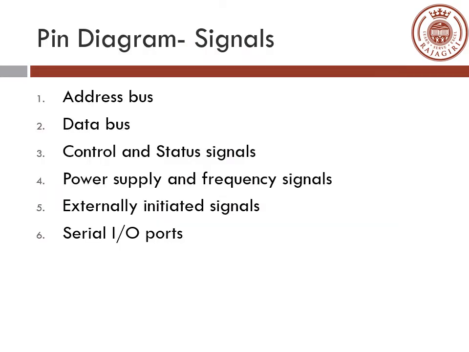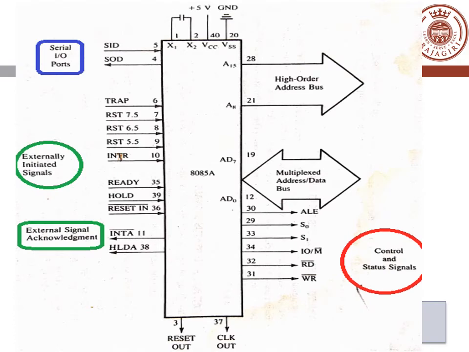So you can generally classify the signals as address bus, data bus, control and status signals. These are power supply and frequency signals, the externally initiated signals, and serial output ports. So this is the general classification of signals. Altogether 40 pins are there, and these 40 pins are divided into these 6 divisions. Now we will see the classification of the pins.